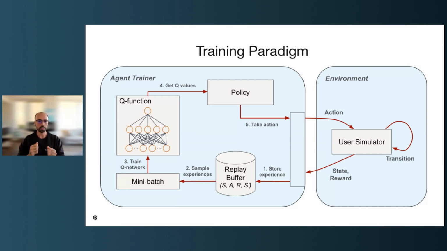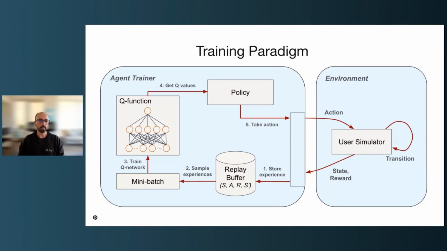So the environment will receive the action, and given that action, the environment will change the state and will compute a reward and give it back to the agent trainer. There are two ways we can set up this environment. One way is to use the real users as an environment and have the agent take the actions on our online system. And then based on that, we see what the next state is and what the reward was.